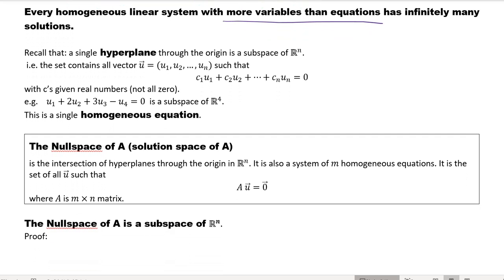We call that a single hyperplane through the origin is a subspace of Rn. So we showed that last time, okay? I.e., the set contains all the vectors u such that c1 u1 plus c2 u2 plus ... plus cn un equals 0. So this is a hyperplane passing through the origin, and it is a subspace of Rn. And for example, this set is a subspace of R4. So this is a single homogeneous equation.